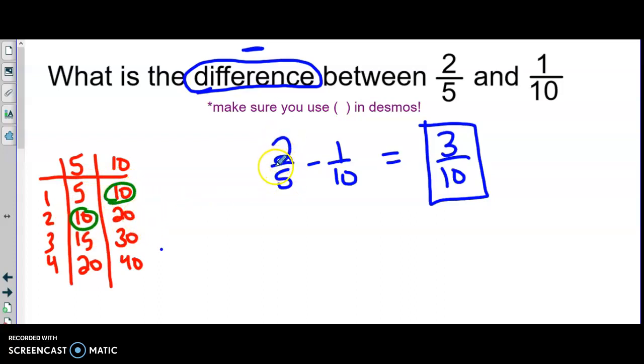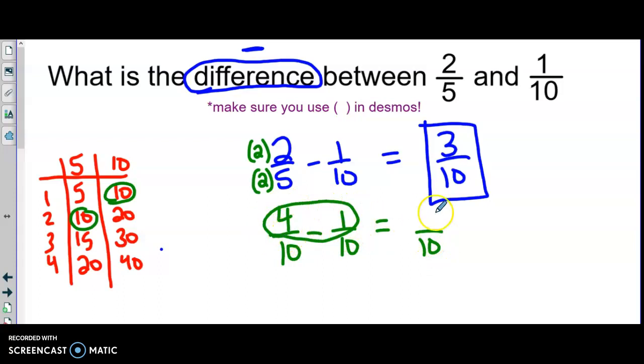So then I have to ask myself, what do I need to multiply 5 by in order to make it a 10? I would have to multiply 5 times 2. But whatever I do to the bottom, I have to also do to the top. So I would change this to 4/10. This one already has the denominator of 10, so I don't have to do anything there. And then when you subtract, you keep the denominator the same, and you just subtract the numerator. So 4 minus 1 is 3.